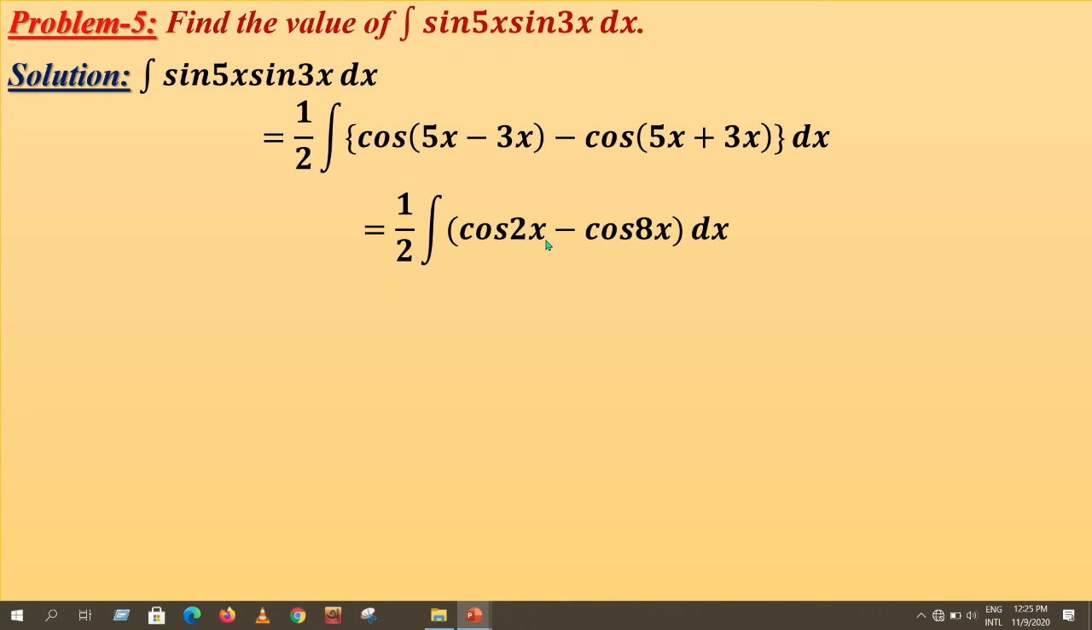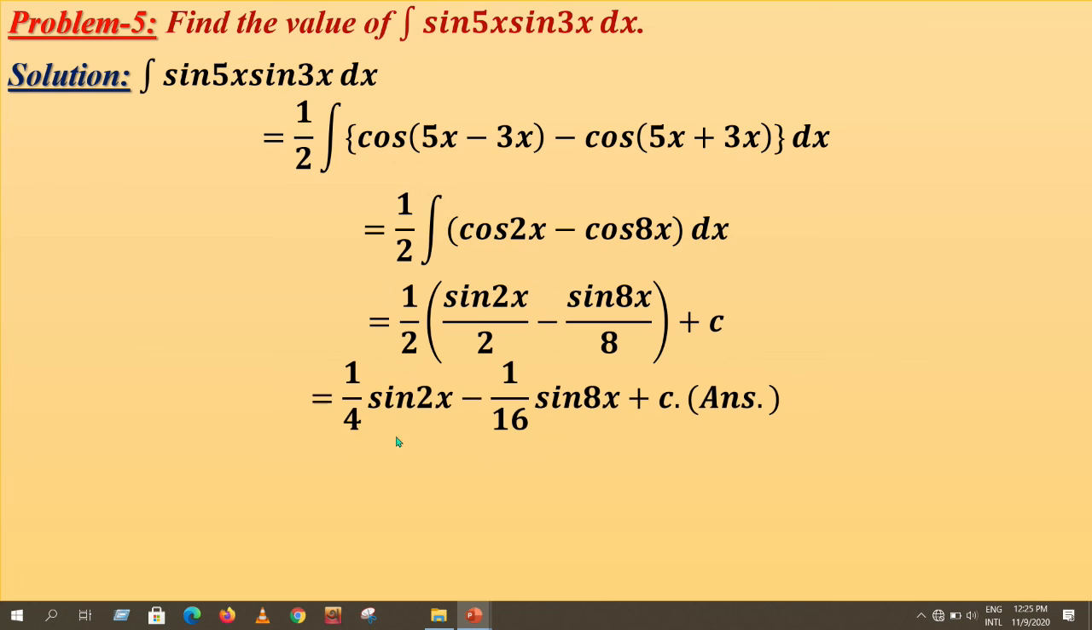Half of the integral of cos 2x minus cos 8x dx. This equals, we can write, sin 2x by 2 minus sin 8x by 8. This equals 1 by 4 sin 2x minus 1 by 16 sin 8x plus c. This is the required answer.